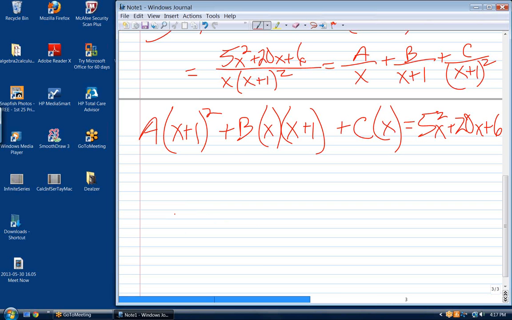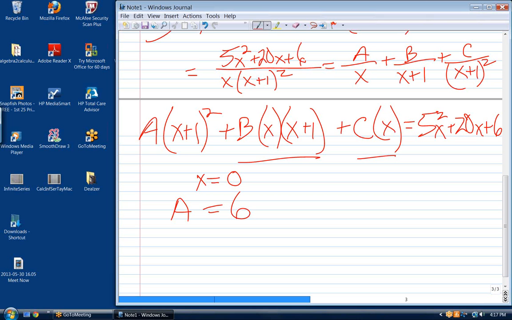Again, if we want to solve for A, we can let x equal 0. Notice that if we let x equal 0, this term disappears and that term disappears, and I will have A times 1 is equal to 6. So if I let x equal 0, I end up with A equals 6. You see how I got that?